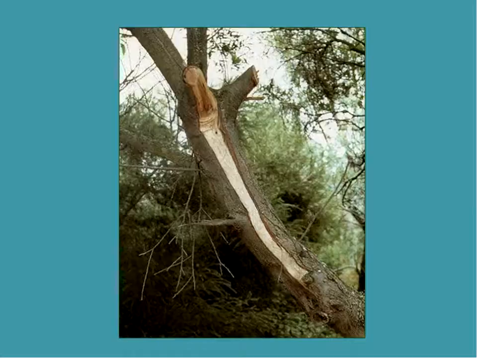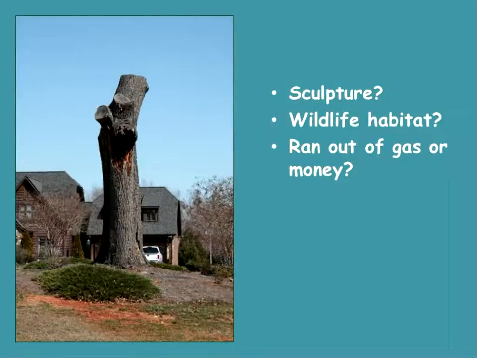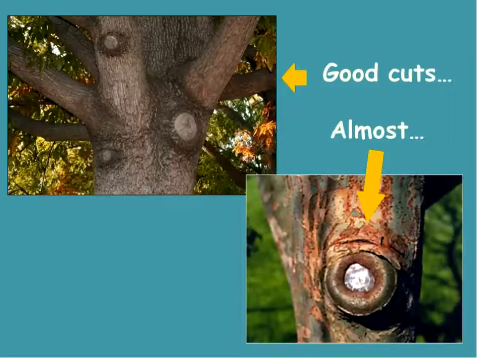Here's where they failed to do the undercut. And of course they've left stubs on, which we certainly don't want to do. We need that final third cut. But it just goes to show you that this can be quite a large, obvious wound if you don't take care of that. Don't know what was going on here. Maybe they like this. Maybe they wanted to do some kind of sculpture. I've seen some very cool wood sculptures, so I'm going to give them the benefit of the doubt there. Maybe they ran out of cash. Hard to know. So here's some great cuts.